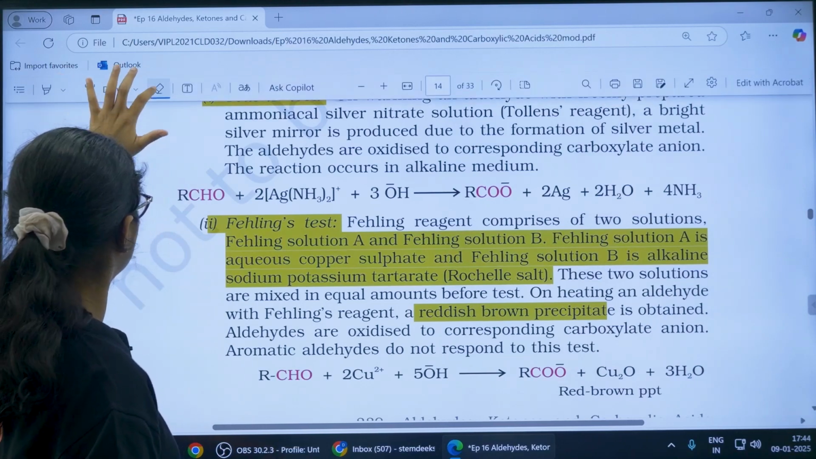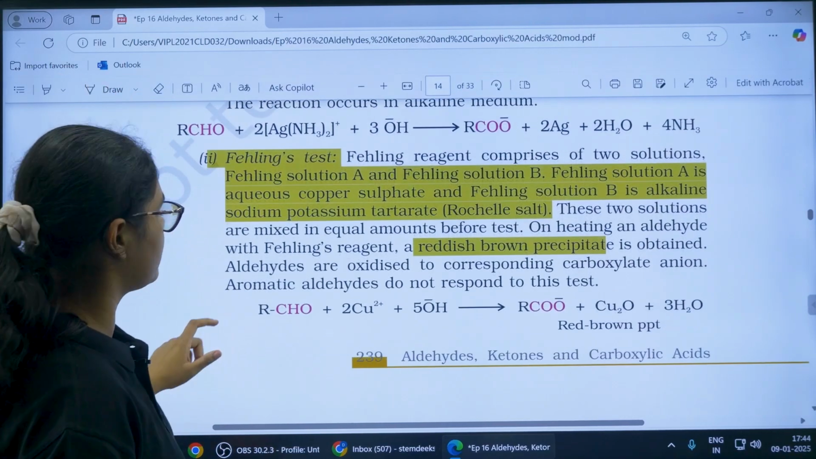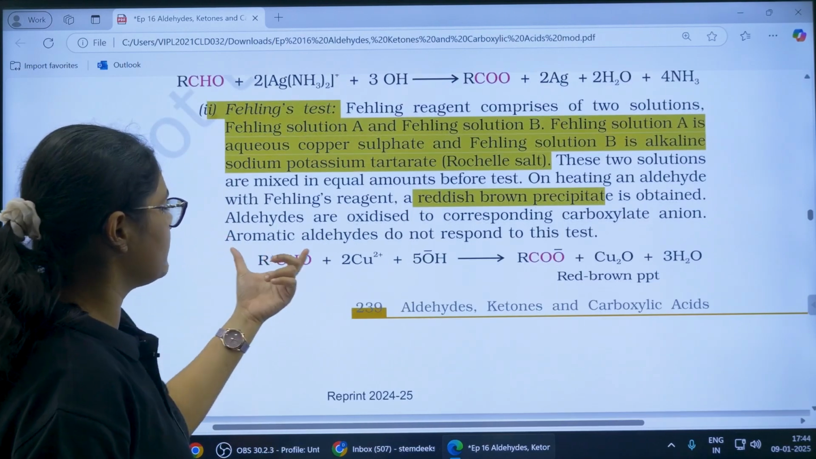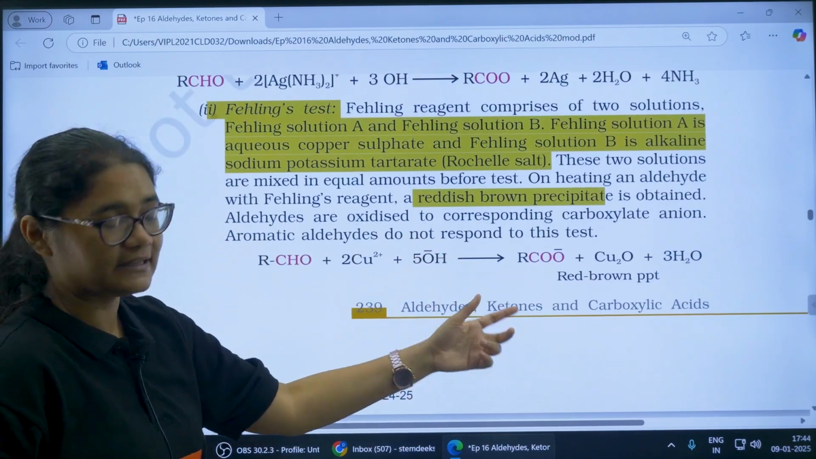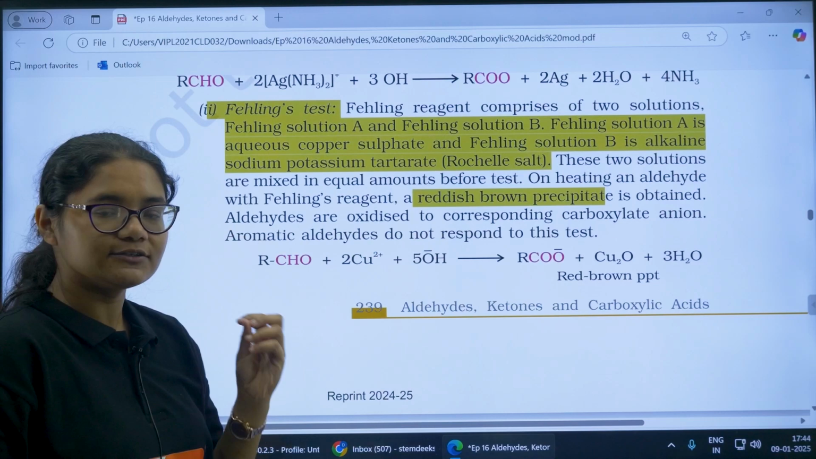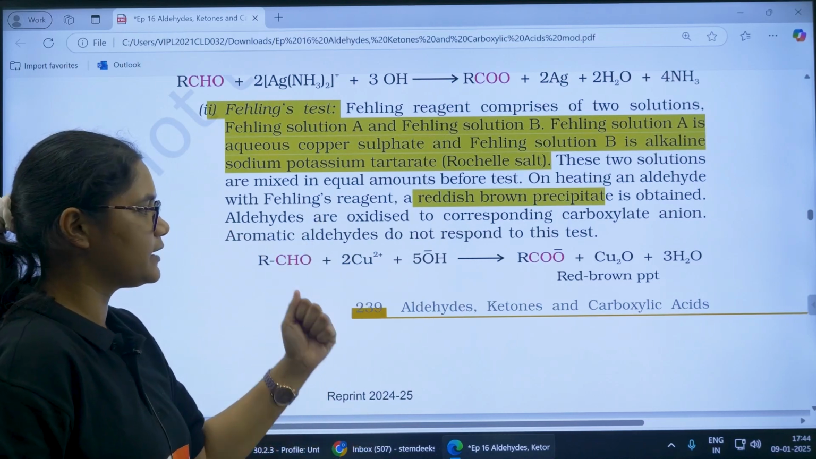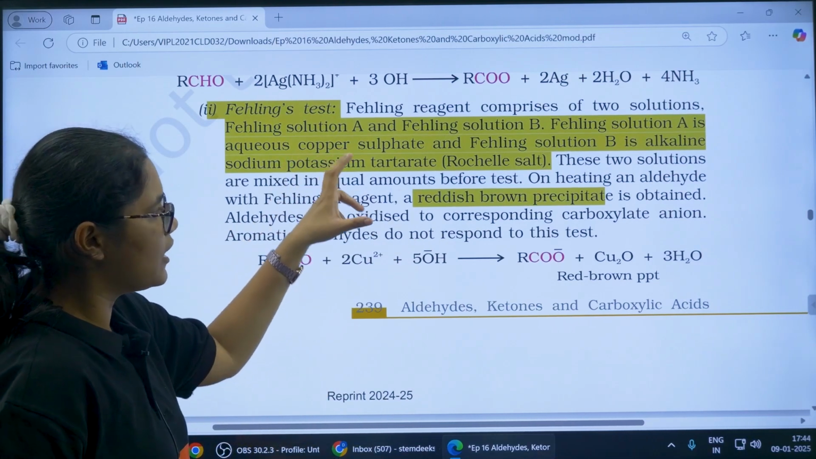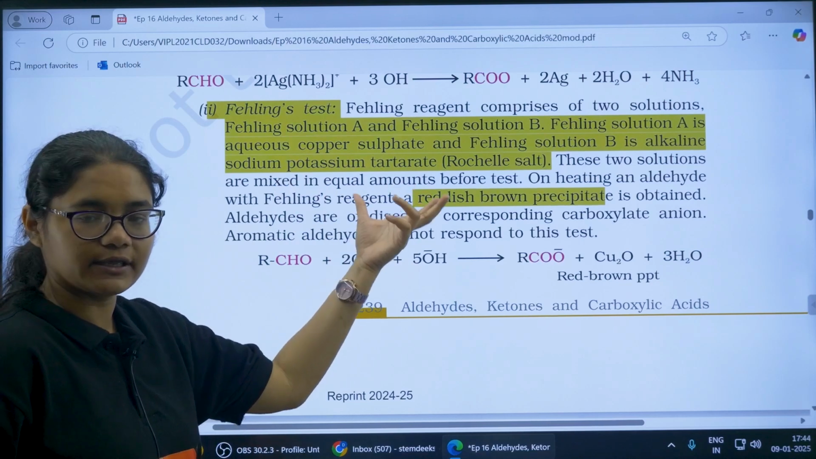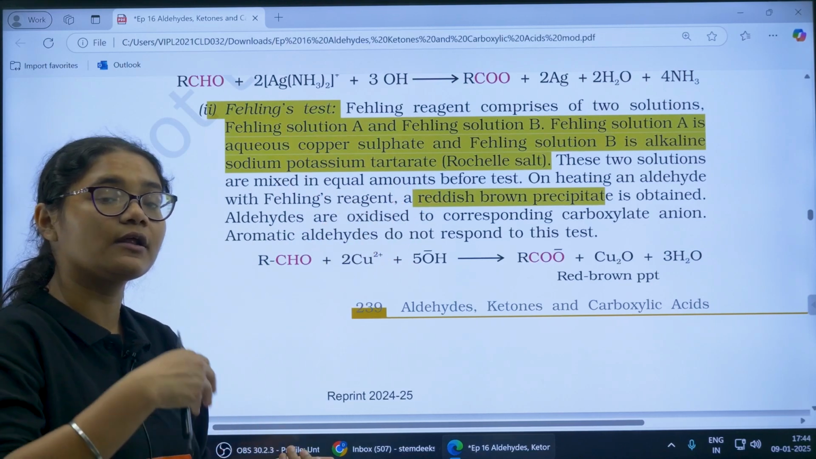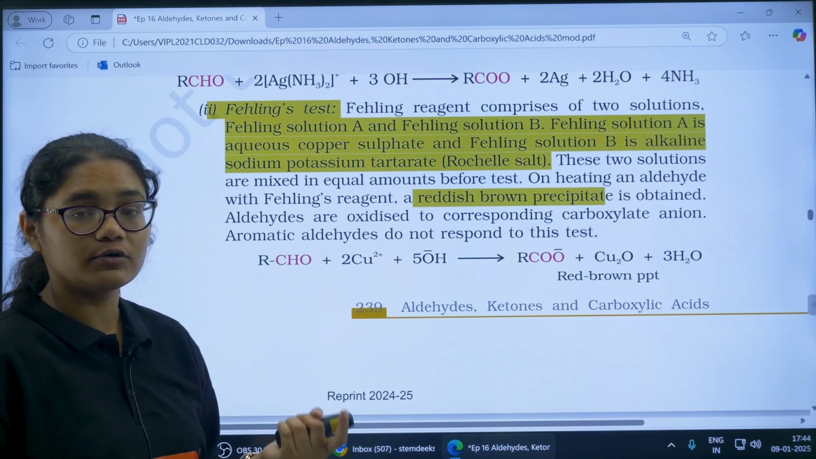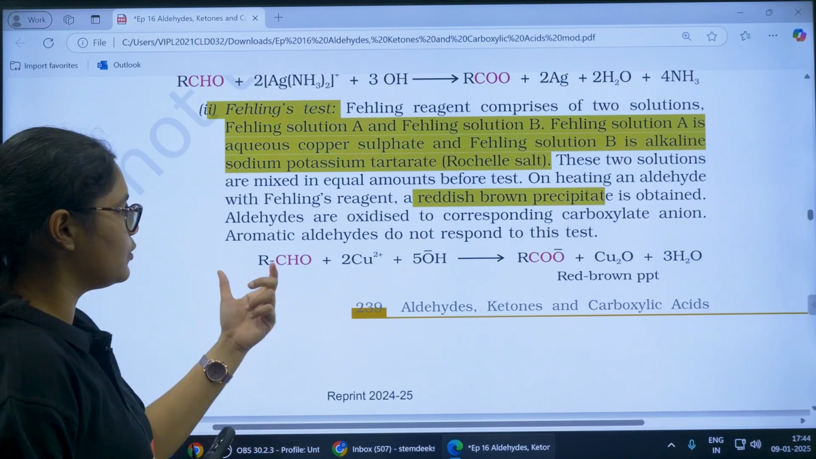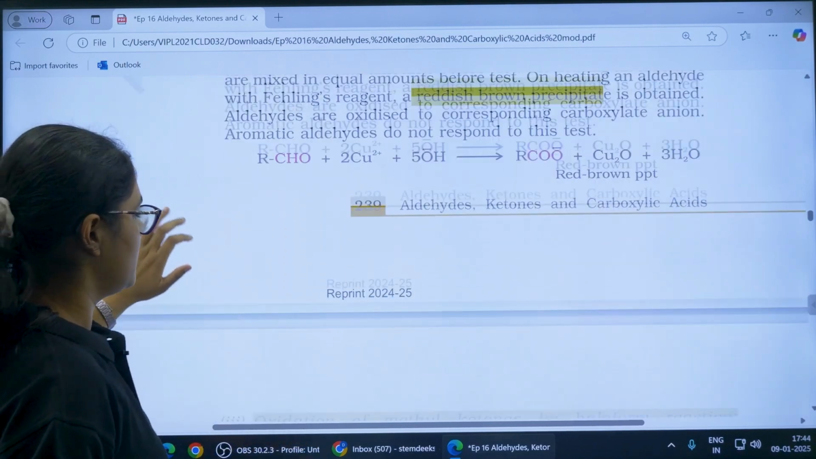Next we have that aldehydes are oxidized to the corresponding acids. Now here aromatic aldehydes do not respond to this test. The question was asked why. So the answer is very simple. If you take aromatic aldehydes in the presence of aqueous NaOH and KOH, they undergo the Cannizzaro reaction. They don't go through this Fehling's reaction.